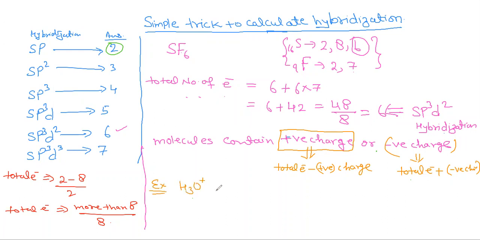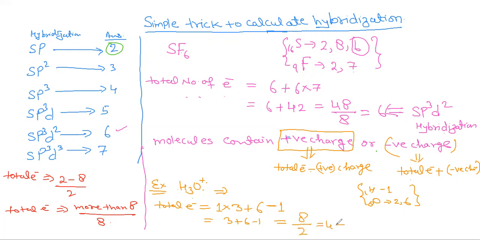So what is the hybridization? Hydrogen, people know, is 1, so its electronic configuration is 1. Oxygen is 8, electronic configuration 2,6. So total electron equals 1 into 3, as 3 hydrogens are there, plus oxygen's last shell containing 6. This is carrying the positive charge, so positive charge means minus 1. Total number of electrons is 3 plus 6 minus 1, equal to 8. That 8 divided by 2 equals 4. 4 means sp3.